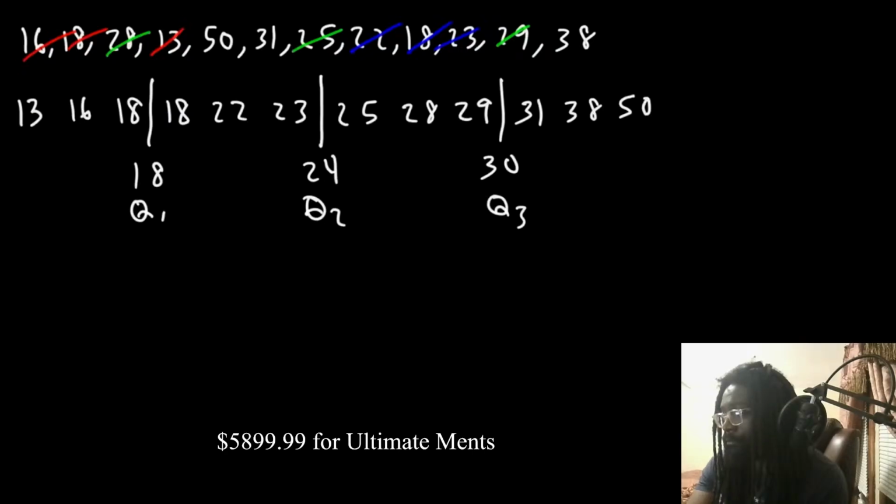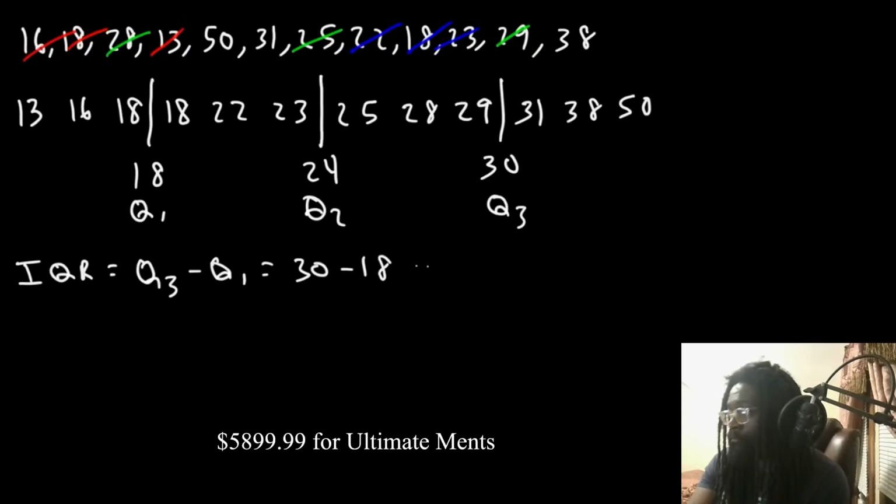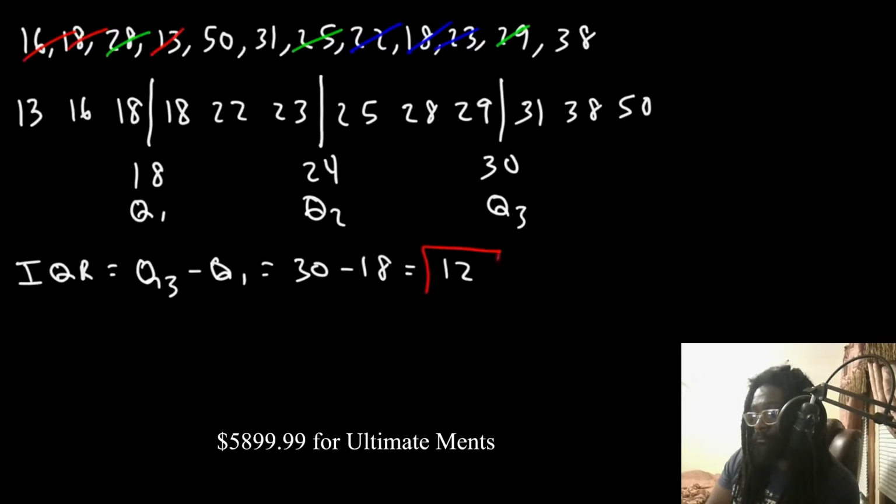So now that we know Q1, Q2, and Q3, what is the interquartile range? What's our IQR value? The IQR is the difference between the third quartile and the first quartile. So it's going to be 30 minus 18, which is 12 in this example. So now that we have that, our next step is to determine if we have any outliers in this problem.